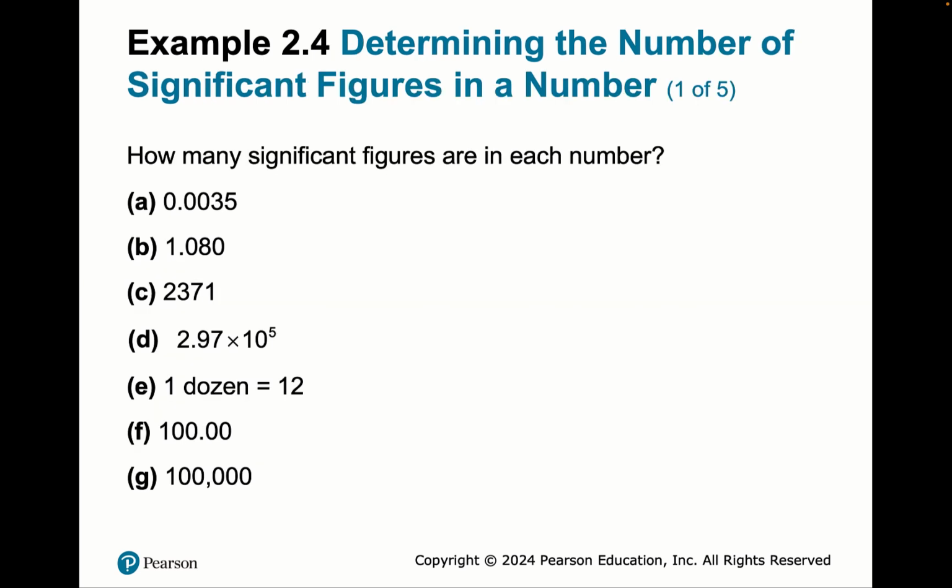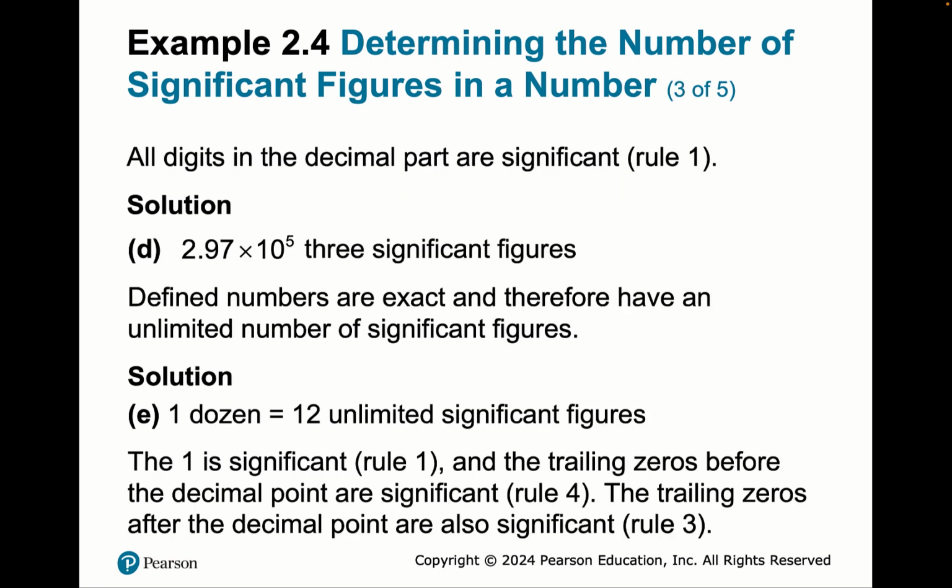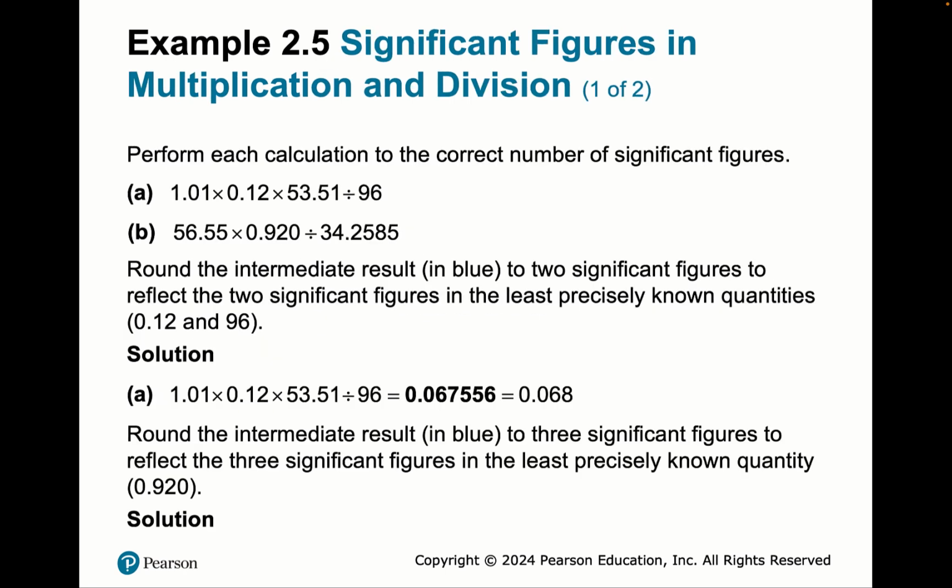How many sig figs in each number? Zeros to the left are not significant, so A has 2 sig figs. Zeros to the right are significant, so B has 4. C has 4, because each number is significant. D, there's 3 numbers, then the exponent, so the 2.97, those are 3 sig figs. E, this is an exact number that has infinite sig figs. F, the zeros to the right are significant, so that has 5 sig figs. And G, that's ambiguous. You're not really sure how many sig figs it has. It might be 1, might be 0. It's hard to say.